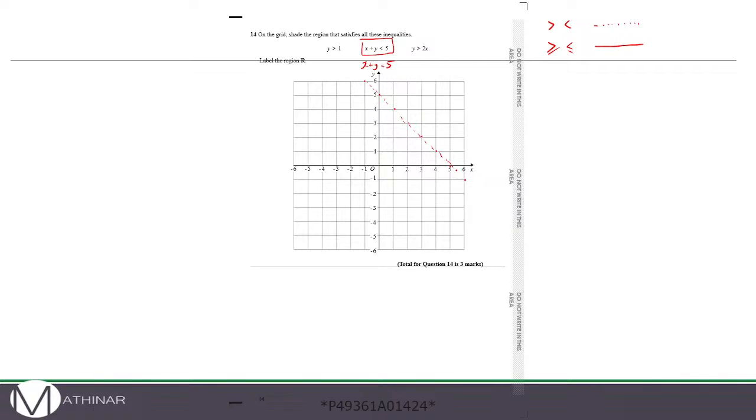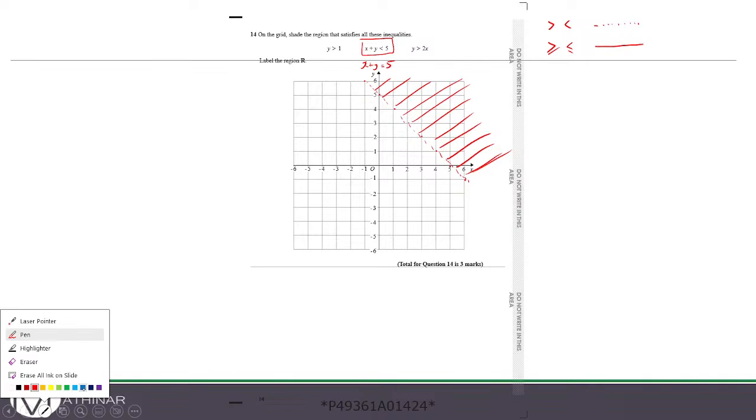So this is that middle one. Now I'm interested in when x plus y is smaller than 5. So I'm interested in everything below this graph and below this line. What I'm not interested in is everything above. So I'm going to get rid of what I don't want. So that's gone. So let's color code this. Let's use a different color now.